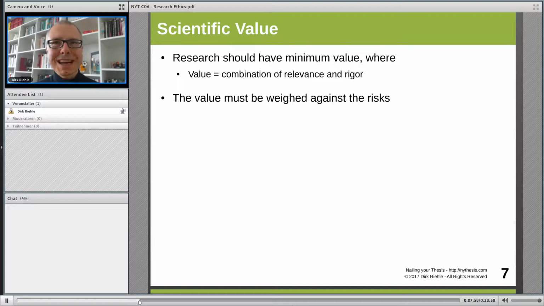Scientific value, of course, is hard to measure. The simple framework we've discussed already, which is the 2 dimensions of rigor and relevance. So the combination of these 2 should be significant, meaning non-trivial. That value, of course, might have to be weighed against any potential risks of performing this research.